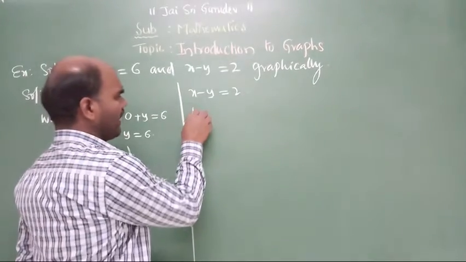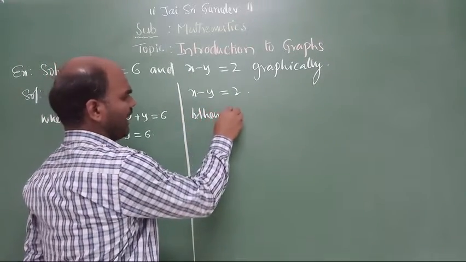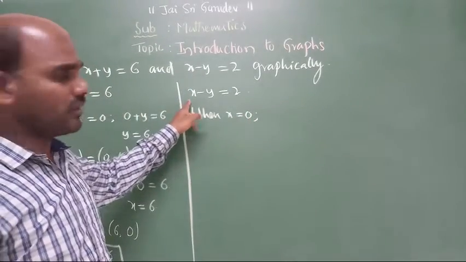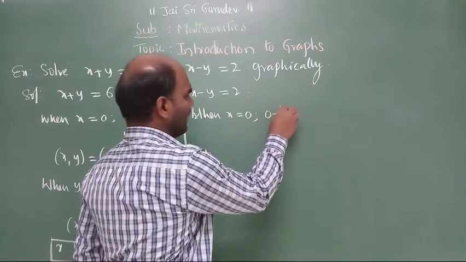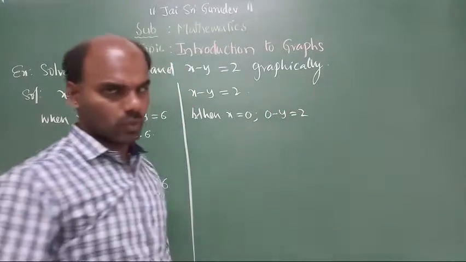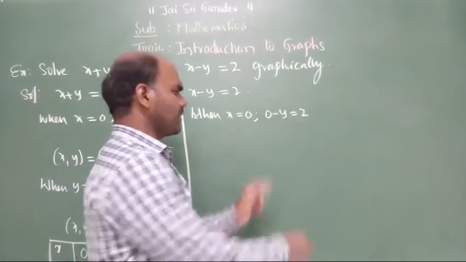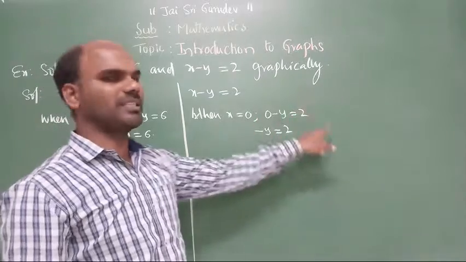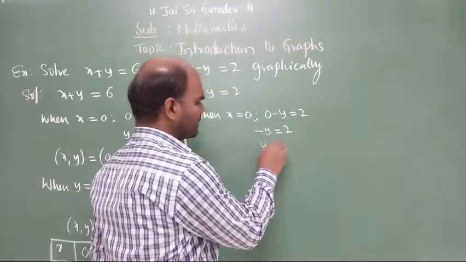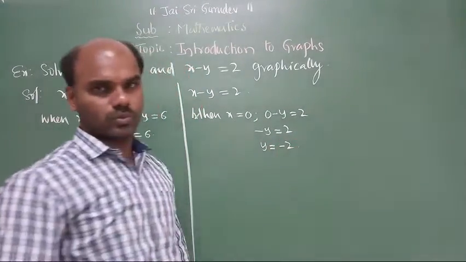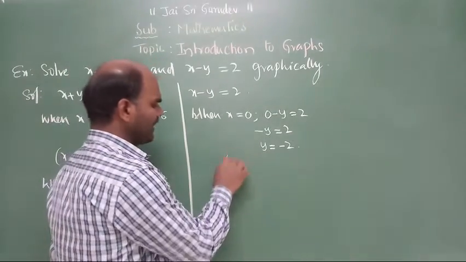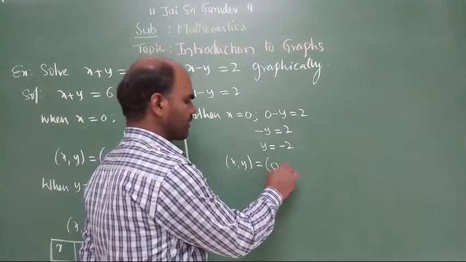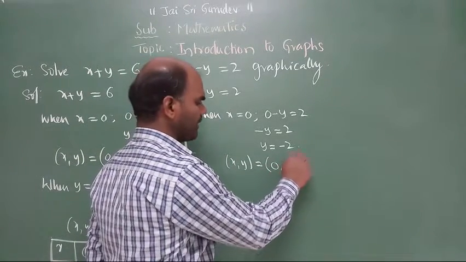Yes, so when x is equal to 0, I am taking x equal to 0 now. That is 0 minus y is equal to 2. So 0 minus y becomes minus y is equal to 2. Then moving the minus to the other side, you should get y is equal to minus 2. So x comma y is equal to, the x value is 0 and the y value is minus 2.